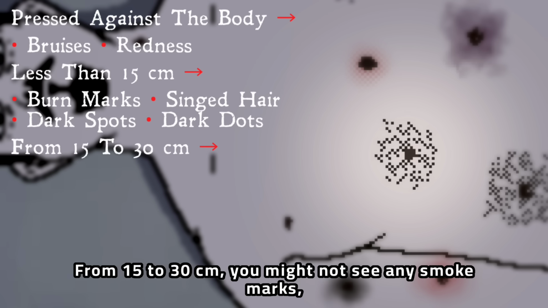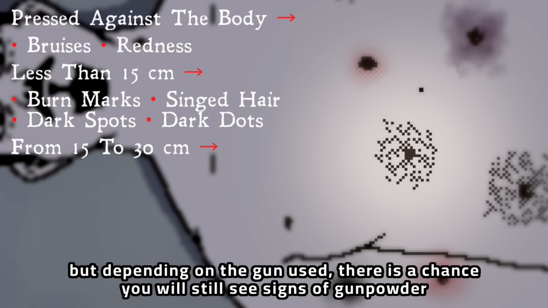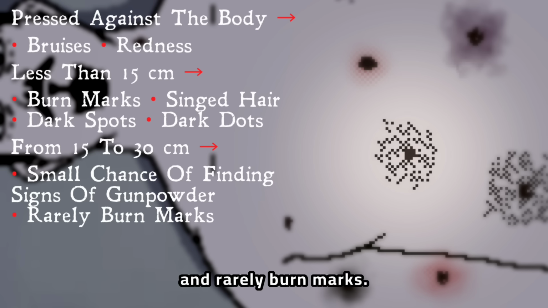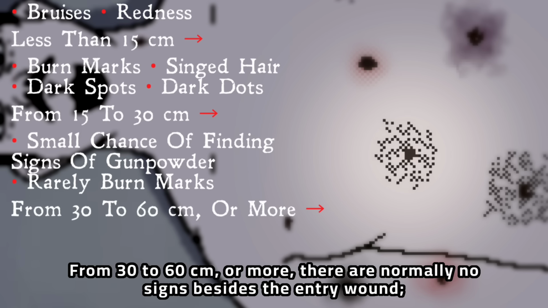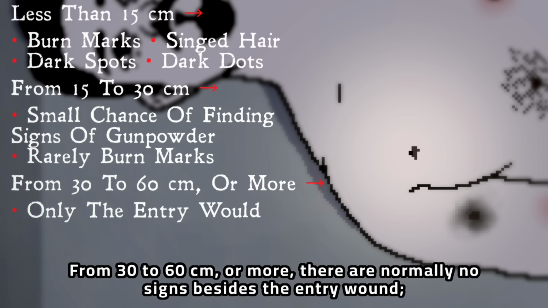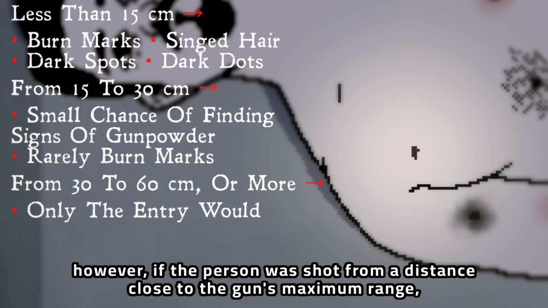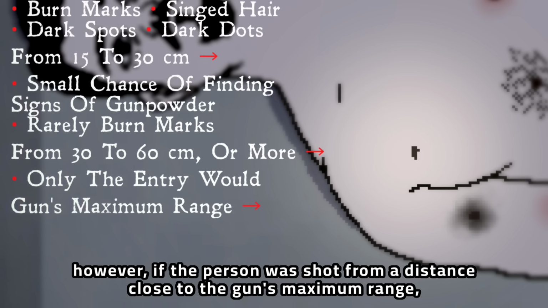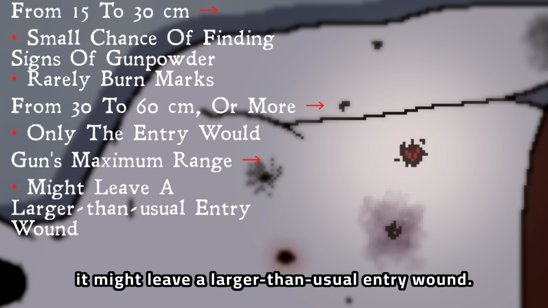From 15 to 30 centimeters, you might not see any smoke marks, but depending on the gun used, there is a chance you will still see signs of gunpowder, and rarely burn marks. From 30 to 60 centimeters or more, there are normally no signs besides the entry wound. However, if the person was shot from a distance close to the gun's maximum range, it might leave a larger than usual entry wound.